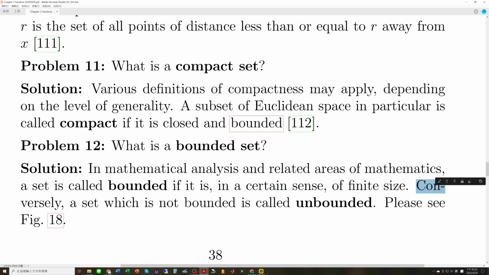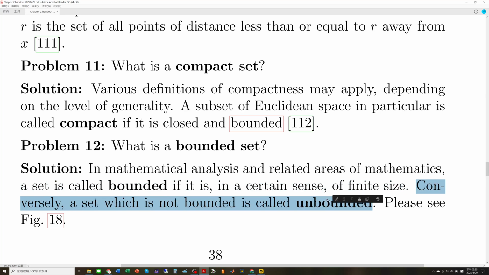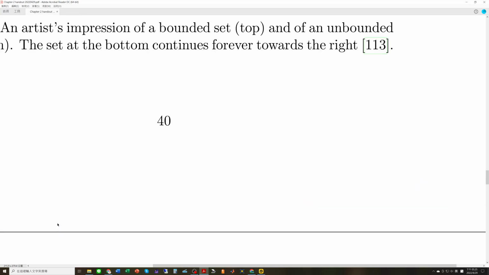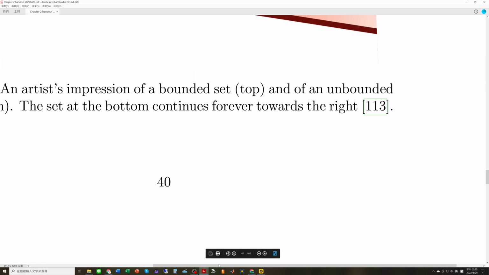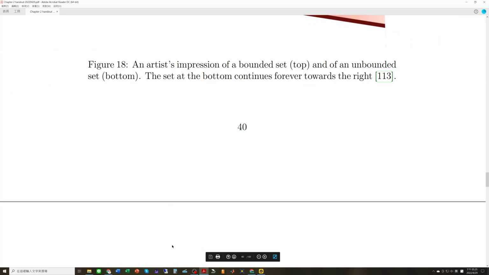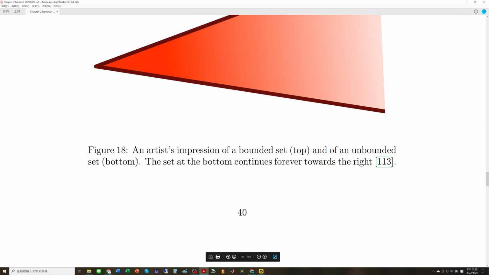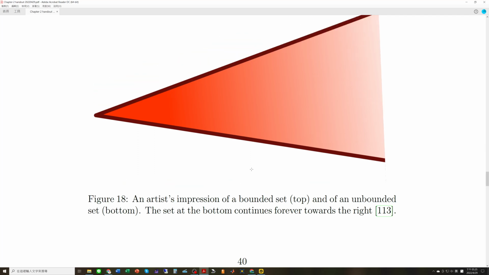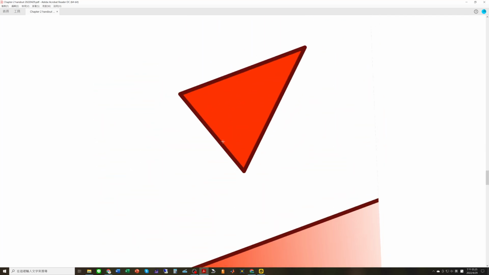Conversely, a set which is not bounded is called unbounded. Please see figure 18. Figure 18 is an artist's impression of a bounded set on top. We can see that the top is a bounded set because of the size of this set.